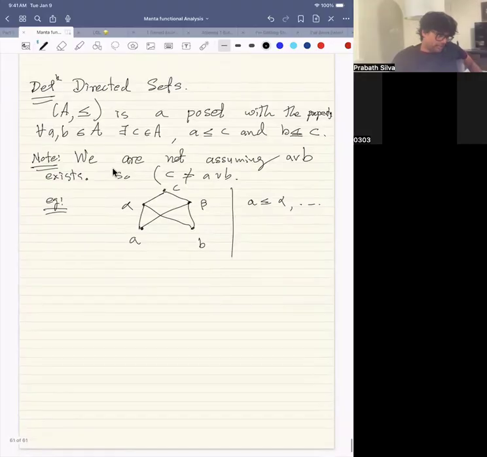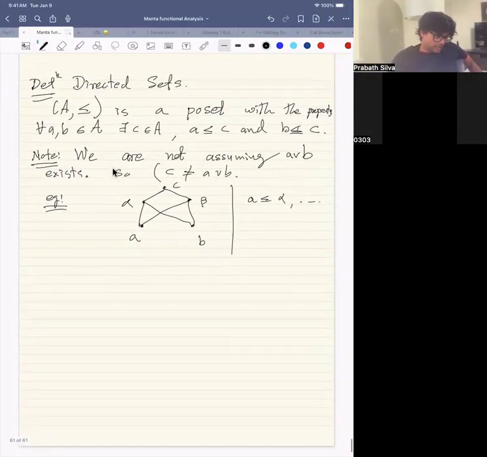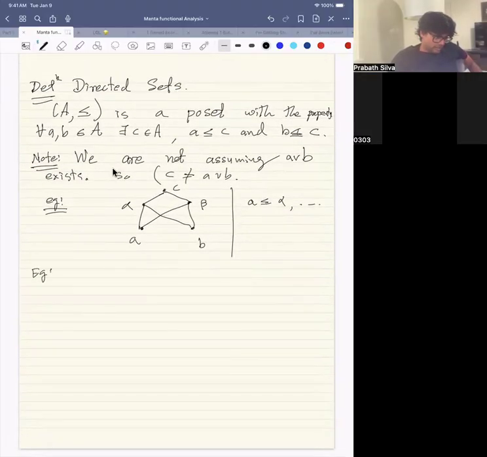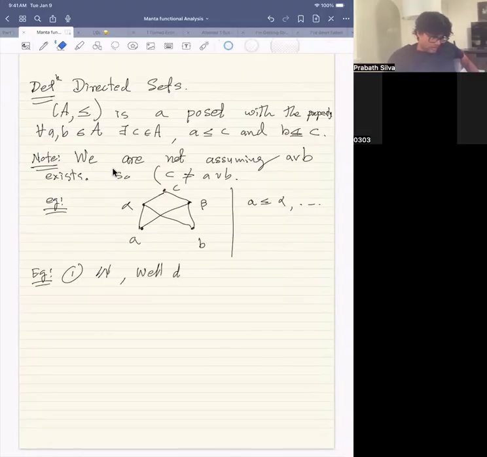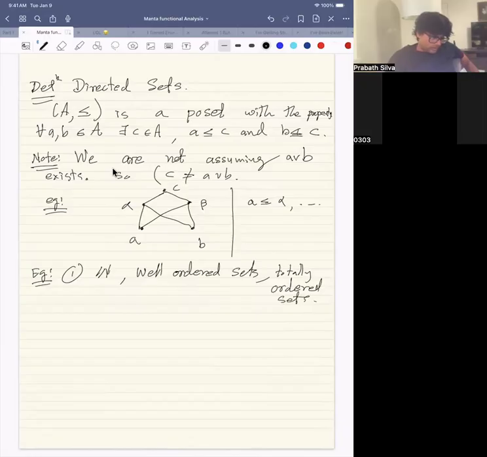Okay, so let me give out some examples. Integers are a directed set, and well-ordered sets, even just a total ordered set.